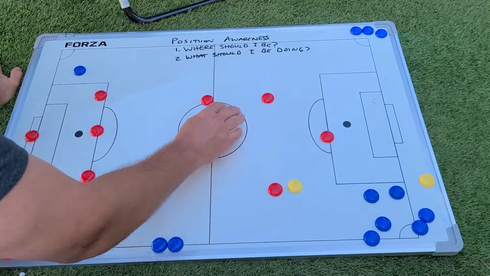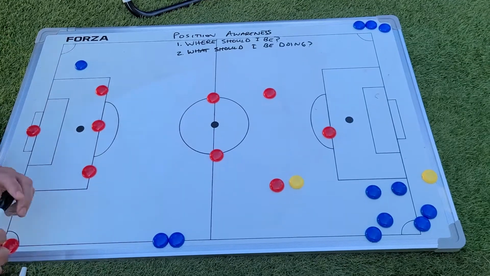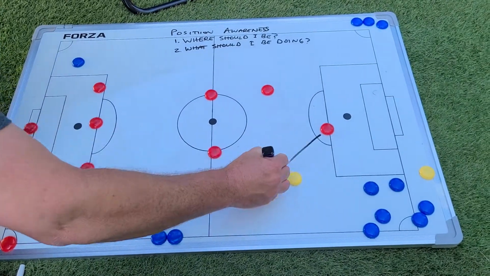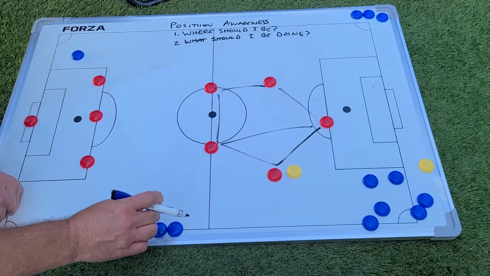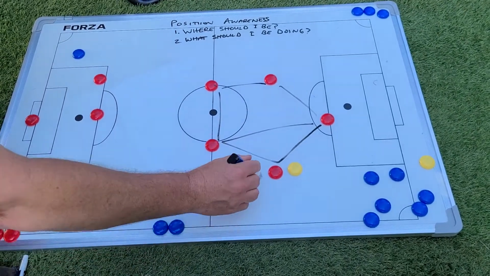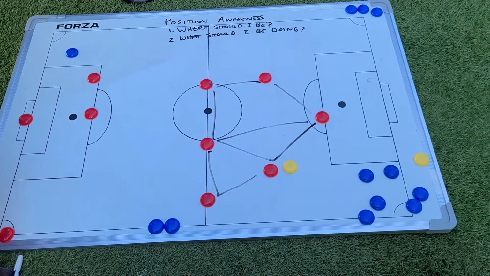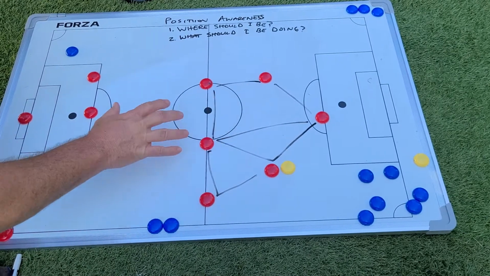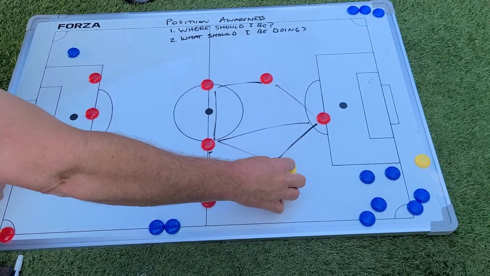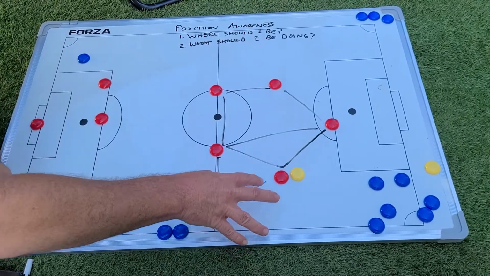We also want to create shapes, and the shapes that we like are triangles and diamond shapes and so forth. So these are the kind of shapes that we want to create. So in terms of where should I be and what should I be doing, if we're on offense, we want to be spreading out, stay spread. We want to support the person with the ball. We want to create shapes, either diamonds like this one or triangles.